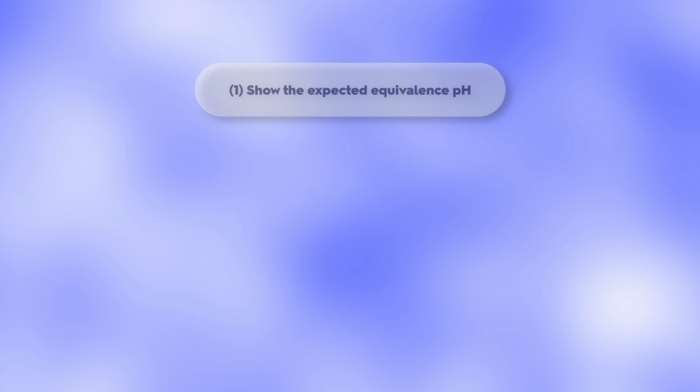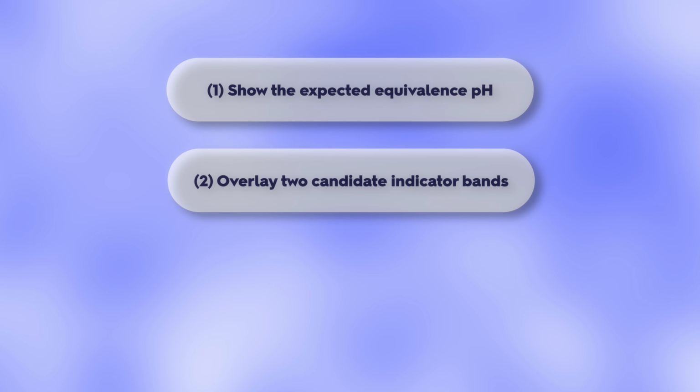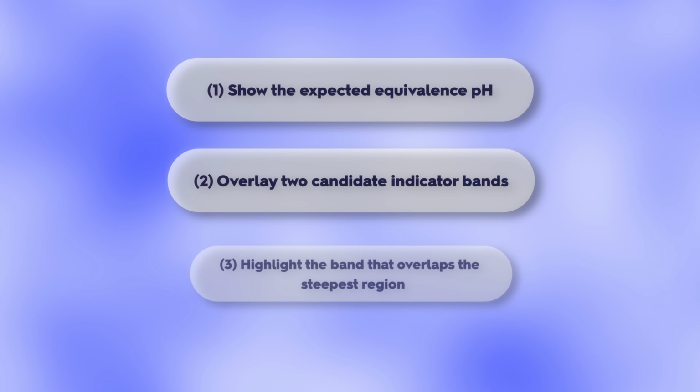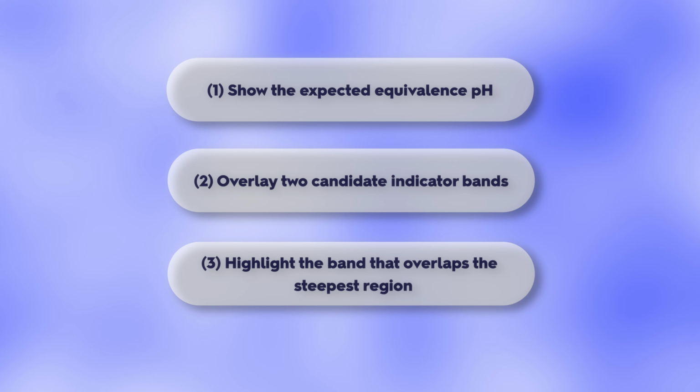Here's what you need to remember, step by step. 1. Predict where the equivalence point lies. 2. Compare indicator ranges to that region. 3. Pick the one that overlaps the steepest part so the endpoint matches the chemistry.